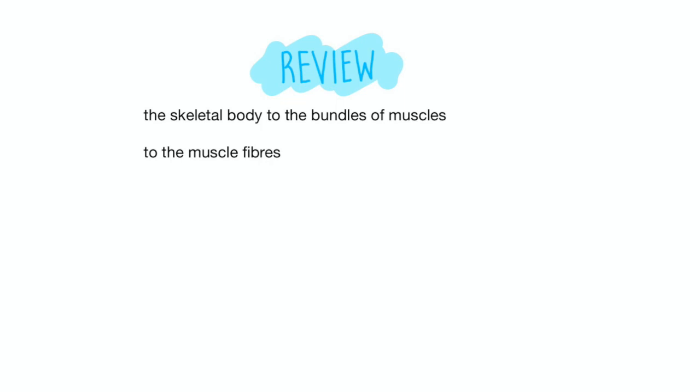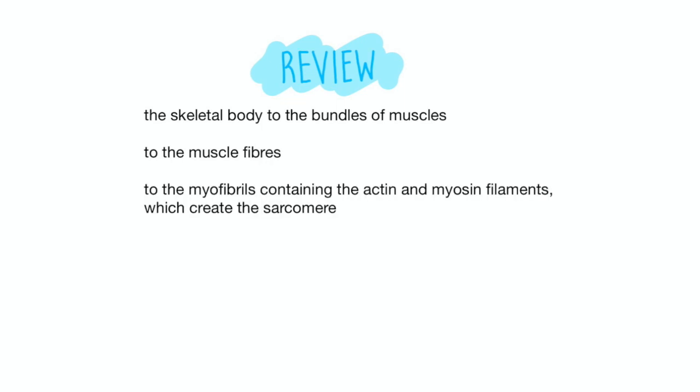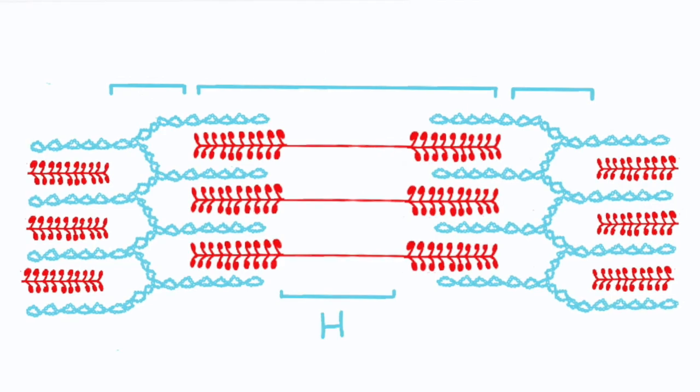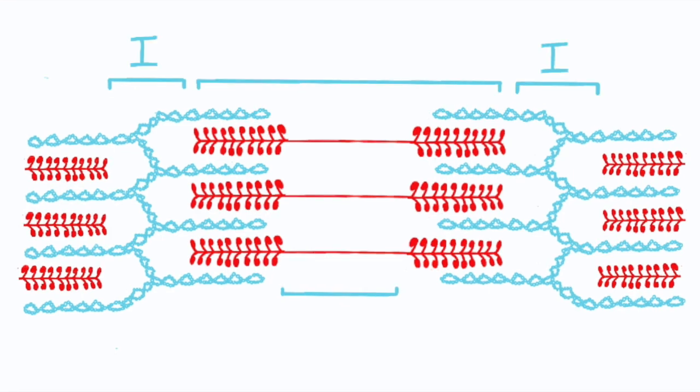To review, the breakdown of the muscle goes from the skeletal body to the bundle of muscles, and from the bundle of muscles to the muscle fibers, and from the muscle fibers to the myofibrils, containing the actin and myosin filaments, which create the sarcomere. Here is a sarcomere and its components. The A band is the length of the myosin, the H zone is in the middle of the sarcomere, the I zone is the distance between myosin to myosin.